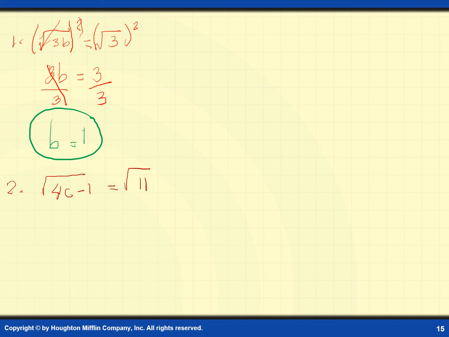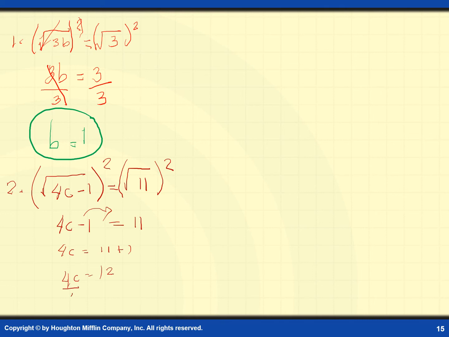Same procedure, may papapansin kayong radical. So, to remove that, we need to square both sides. Square, square. So, ang matitira na lang, since ito po ay magiging 1, 4c minus 1 is equal to 11. Ayan. Tapos, anong gagawin natin dyan? We need to ilipat natin sa kabila. So, magiging 4c is equal to 11 plus 1. Magiging 4c is equal to 12.